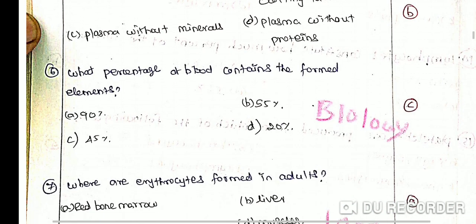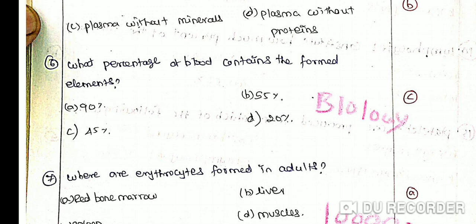What percentage of blood contains the formed elements? Option A 90%, option B 55%, option C 45%, option D 20%. The correct answer is option C, 45%. 45% of blood contains the formed elements, while 55% of the blood is plasma. The formed elements are erythrocytes or red blood cells, leucocytes or white blood cells, and thrombocytes or platelets.